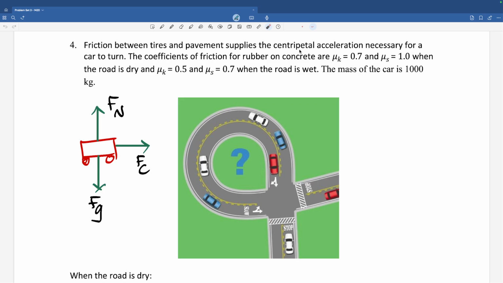Now, there is the coefficient of kinetic friction and the coefficient of static friction. That's given both for when it's dry and when it is wet. And you can see that when it is wet, there is a decrease in both the coefficients.